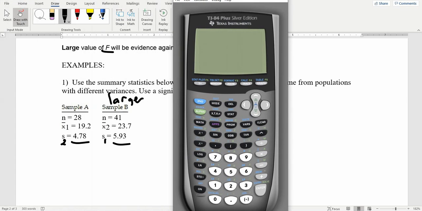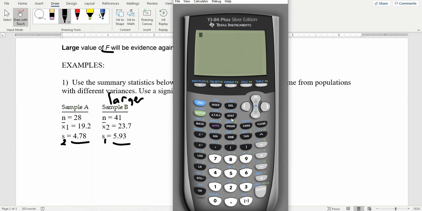Let me move this over a little bit. Stat, test. This time we're looking for an F test. This is an F test. 2 sample F test, enter. Now this has stats, so sub data. So our sigma 1 is the 5.93. It's always bigger. N1 is 41. The second sample standard deviation is the smaller of the two, it should be 4.78. Then N2 is 28. And that's why it's a big deal.